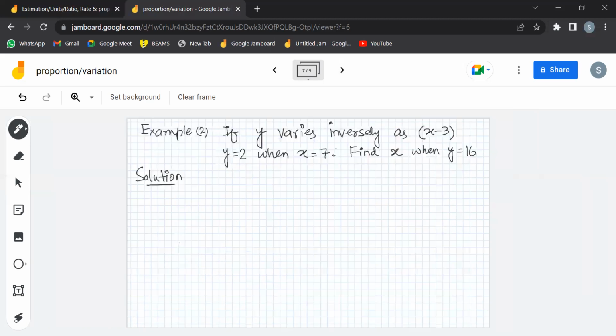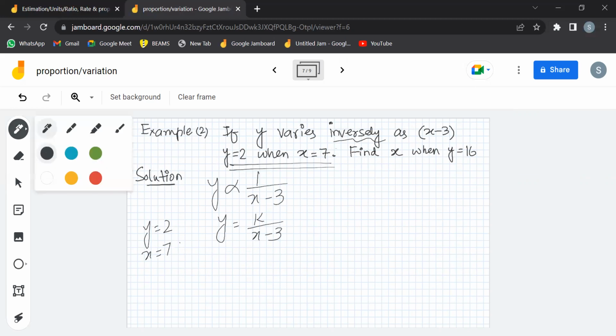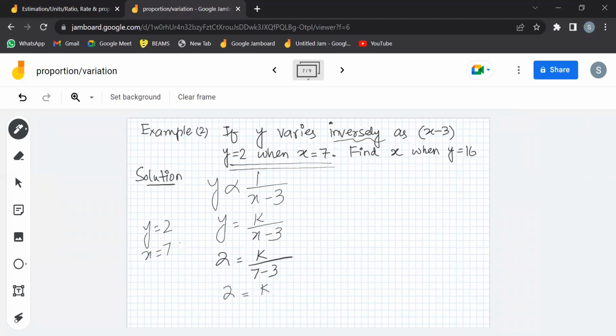And the last, y varies inversely as x minus 3. y is equal to k over x minus 3. Inversely means 1 over. This information is given for the k: y is equal to 2, x is equal to 7. So 2 is equal to k over 7 minus 3, and next 2 is equal to k over 4. The value of k is 8, and therefore you can write the formula as y is equal to 8 over x minus 3.